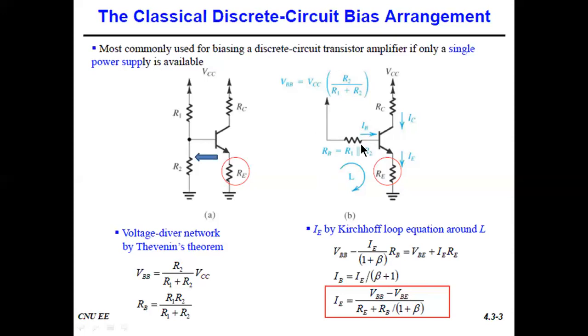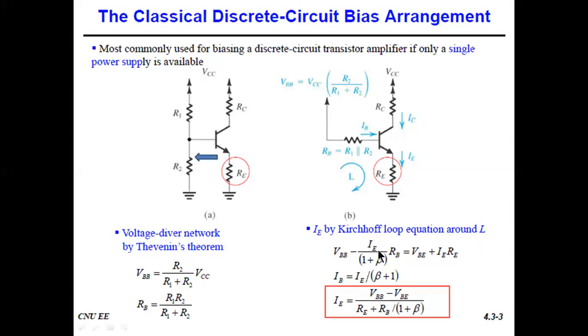VBB minus IB into RB is equal to VBE plus IERE, and the value of IB is nothing but IE divided by beta plus 1. Thus, we'll get this equation: VBB minus IE divided by 1 plus beta into RB is equal to VBE plus IERE.